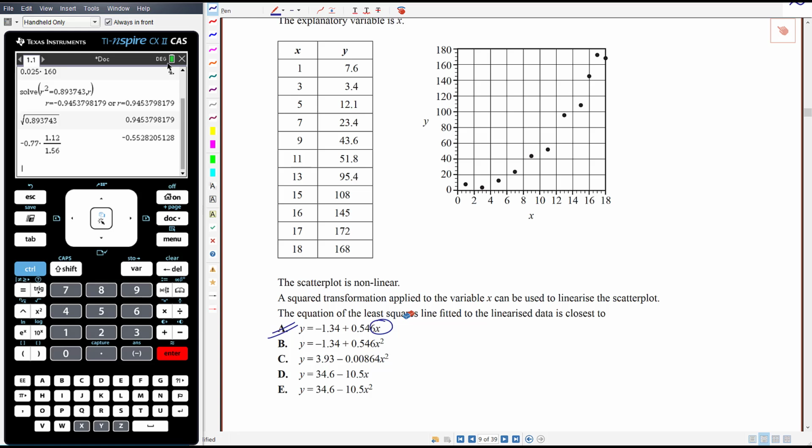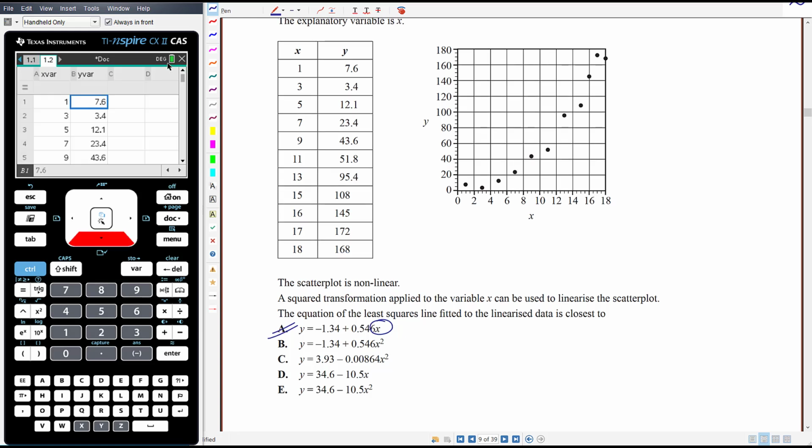We need to be able to enter the data in, so I'm just going to pause the recording while I enter in the data, and then I'll come back. Okay, so I've entered in the raw data, so now I need to create my transformed variable, which I'm going to call x squared.